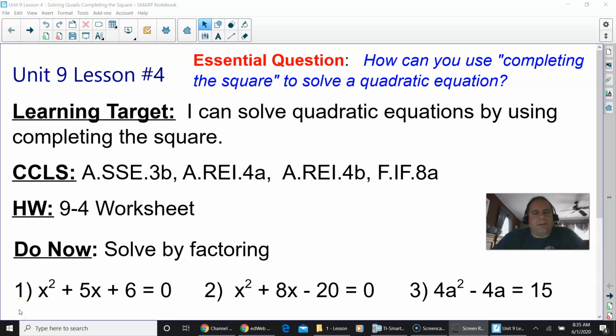Hello, this is Unit 9, Lesson 4. Learning target: I can solve quadratic equations by completing the square.